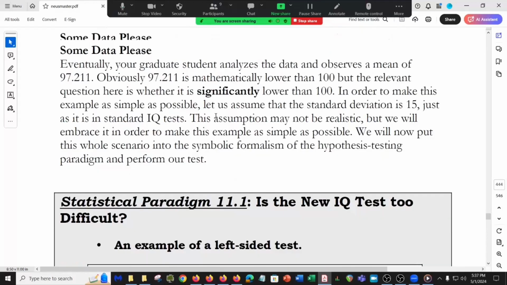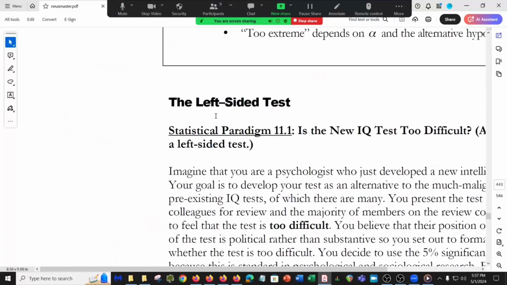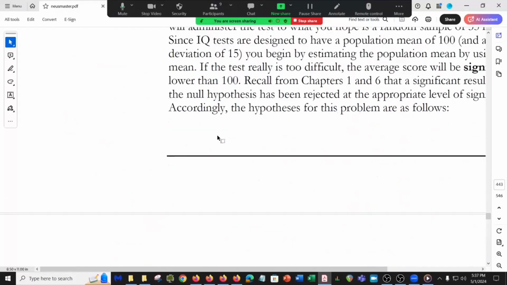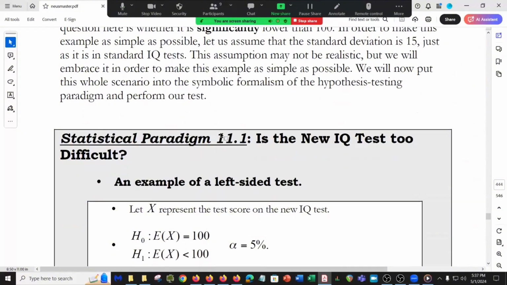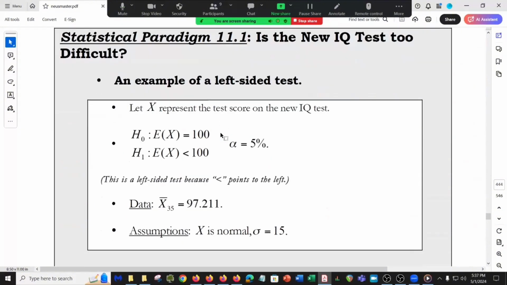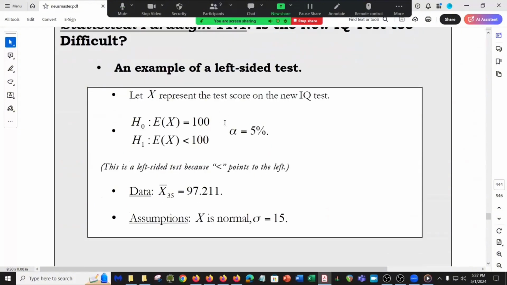All this wording will be replaced by something very simple. Look at this. All these words. We'll let X represent the test score on your new IQ test. The null hypothesis is that the population mean is equal to 100. The alternative hypothesis is that the population mean is less than 100.